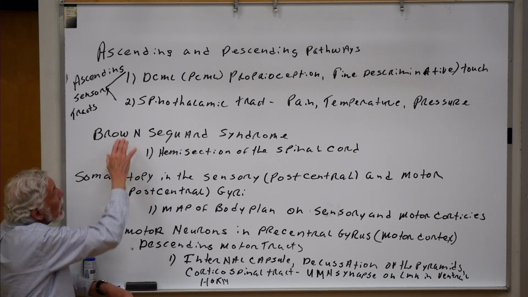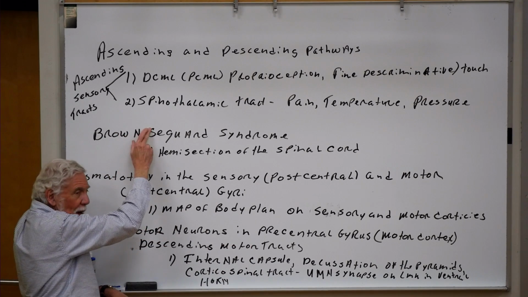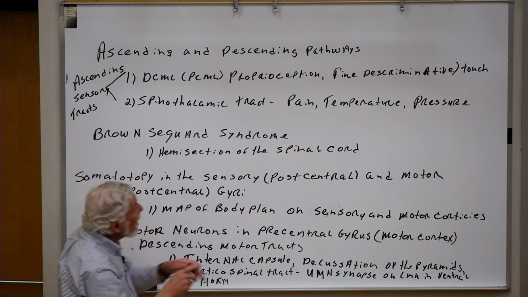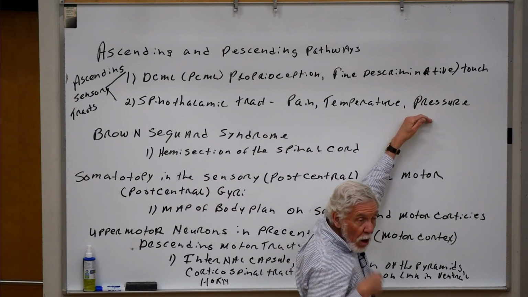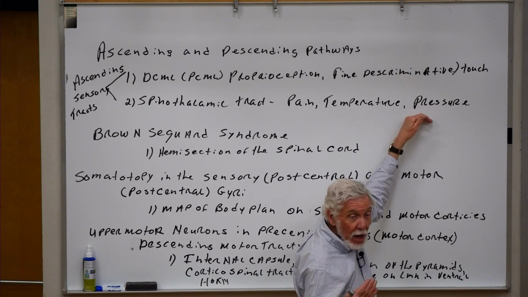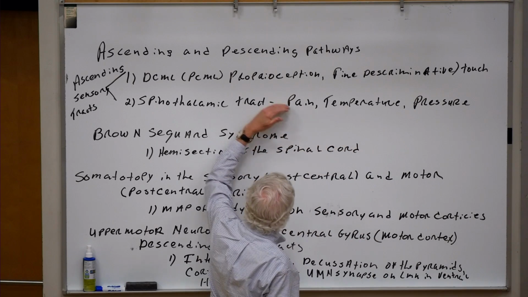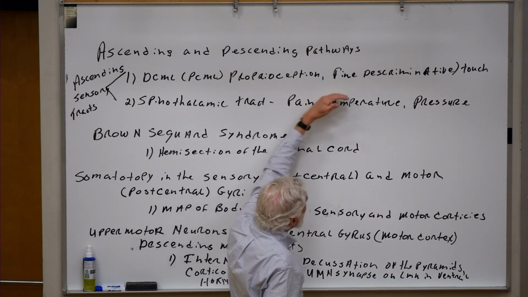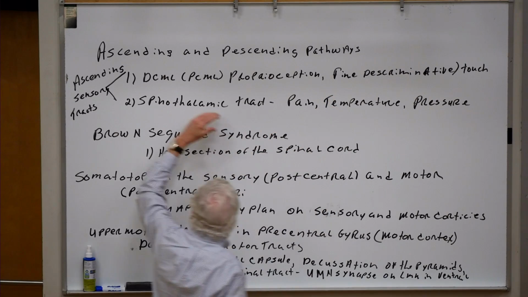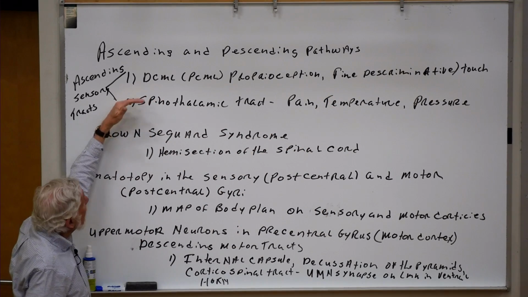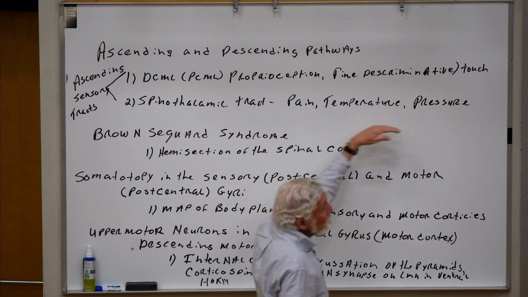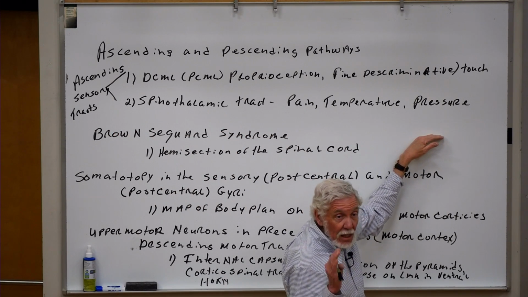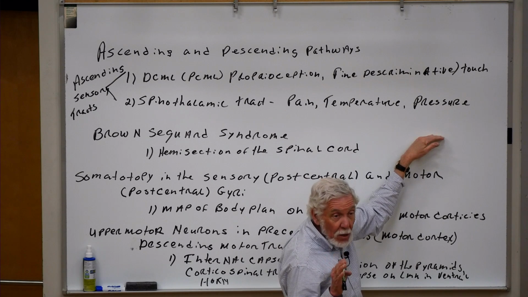The other pathway we're going to talk about is going to be the spinothalamic tract. The spinothalamic tract is carrying information about pain, temperature, and pressure. So all of this is sensory input from the body. One set is going to be from proprioception and discriminative touch, and that's going to be the DCML. But the other is going to be the spinothalamic tract, which is going to be pain, temperature, and pressure. And we're going to see that they follow a similar pathway.